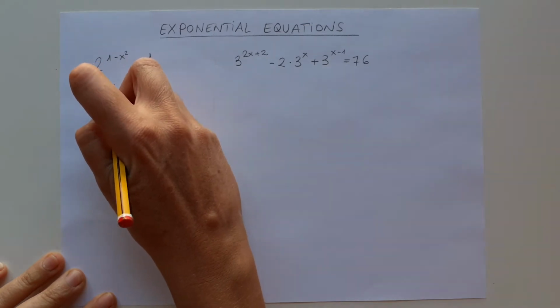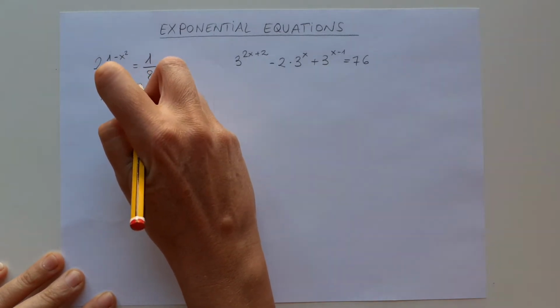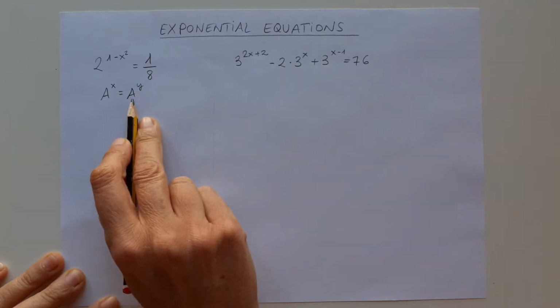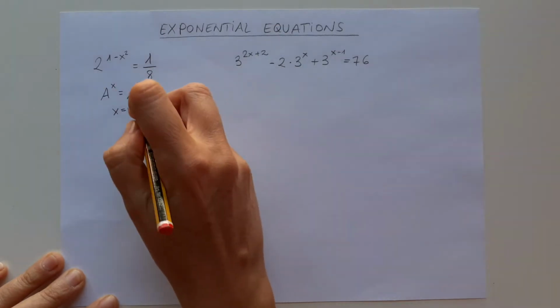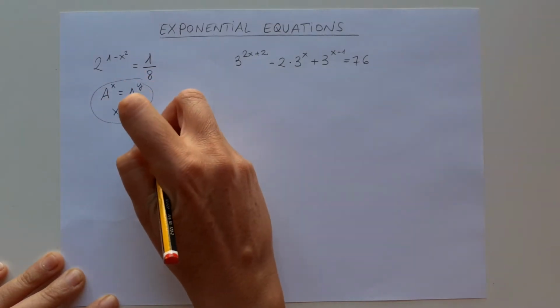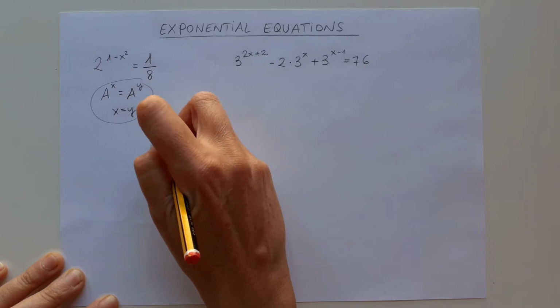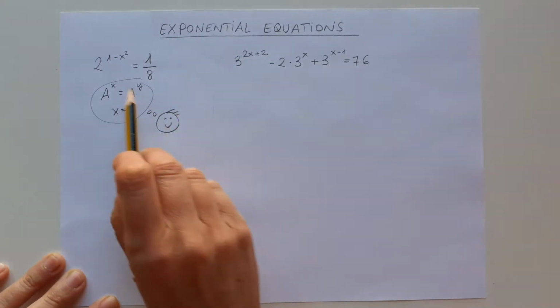Imagine that I have a power like this that equals another power with the same base. If this equals this and the bases are the same, obviously the exponents must be the same as well. So keep this idea in your mind and it will help you with these kinds of equations.